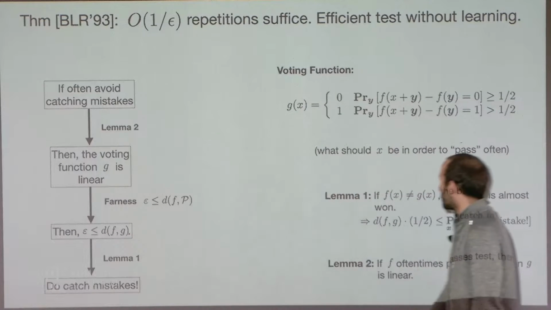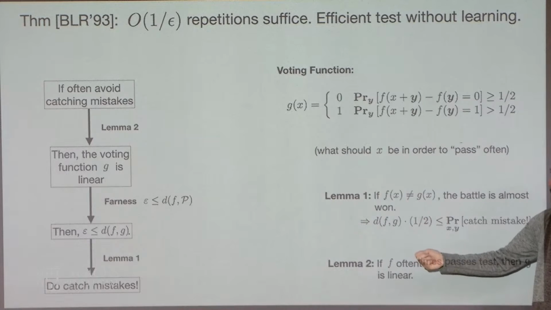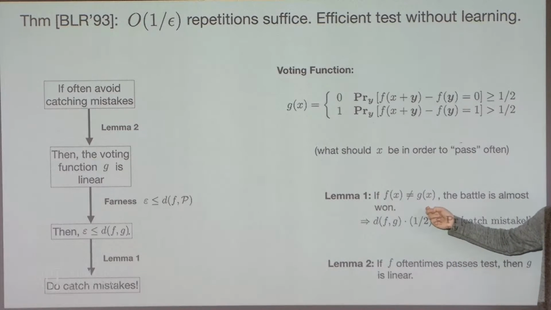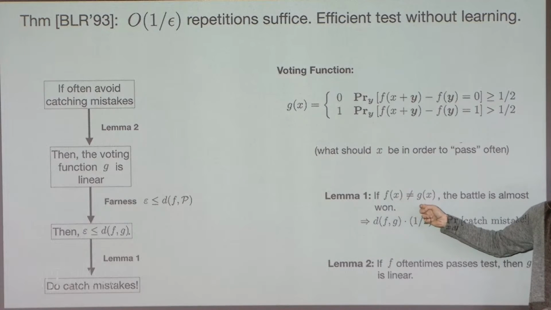But then we apply lemma 1. And we say, well, if f and g disagree on an epsilon fraction of the inputs, with probability epsilon over x, you will find an x where f and g disagree. So the battle is almost won. And then when you sample y, you will catch that mistake.